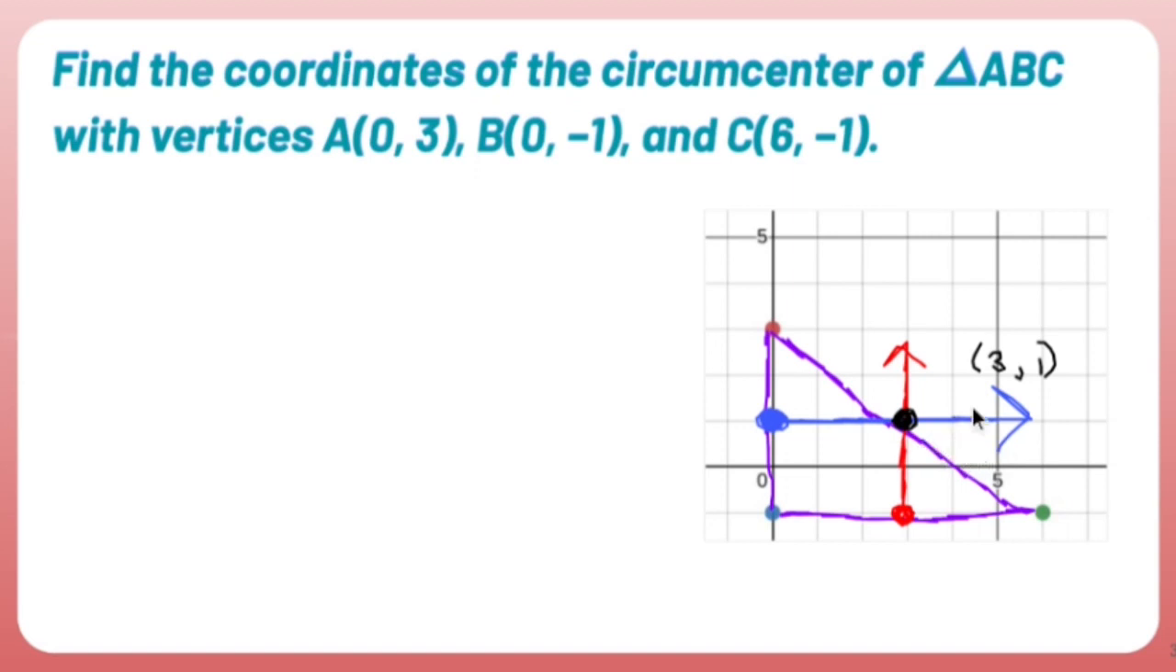So I'm just going to go through the motions, knowing my answer already. I need to find the equation for this blue line right here, and the equation for this red line right here. Then find where those two lines intersect. It'll be (3, 1), and when I'm done, I'm done. So let's go through the motions.